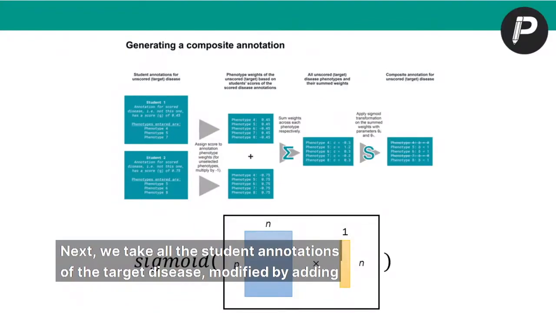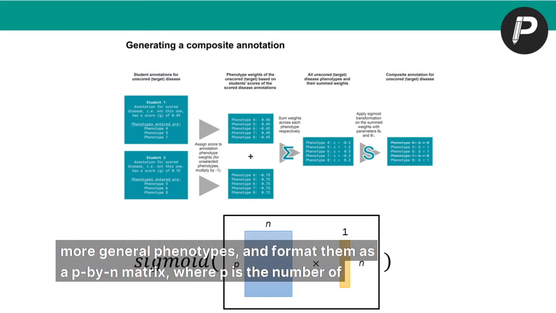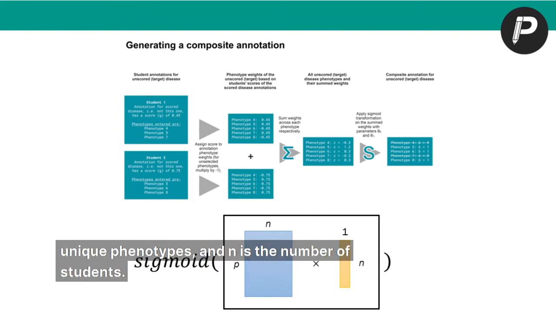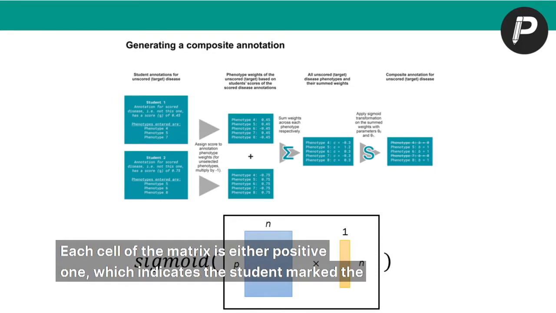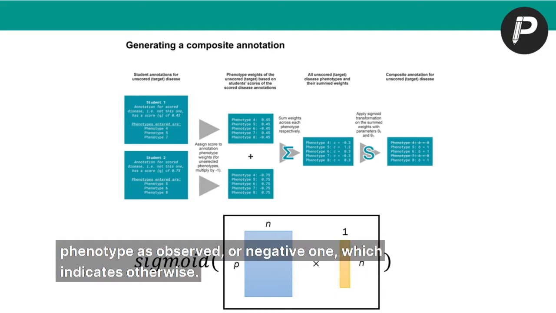Next, we take all the student annotations of the target disease, modified by adding more general phenotypes, and format them as a P by N matrix, where P is the number of unique phenotypes and N is the number of students. Each cell of the matrix is either positive 1, which indicates that the student marked the phenotype as observed, or negative 1, which indicates otherwise.